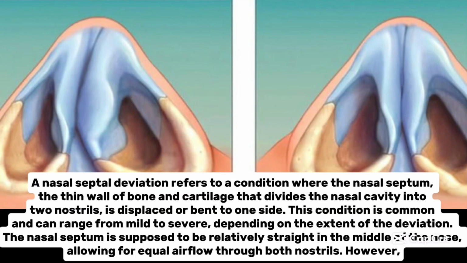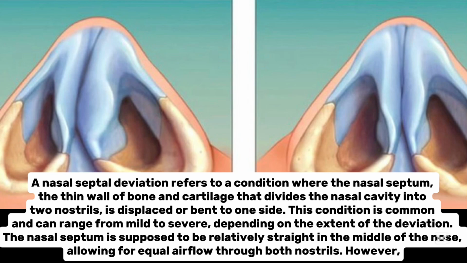A nasal septal deviation refers to a condition where the nasal septum, the thin wall of bone and cartilage that divides the nasal cavity into two nostrils, is displaced or bent to one side. This condition is common and can range from mild to severe, depending on the extent of the deviation.